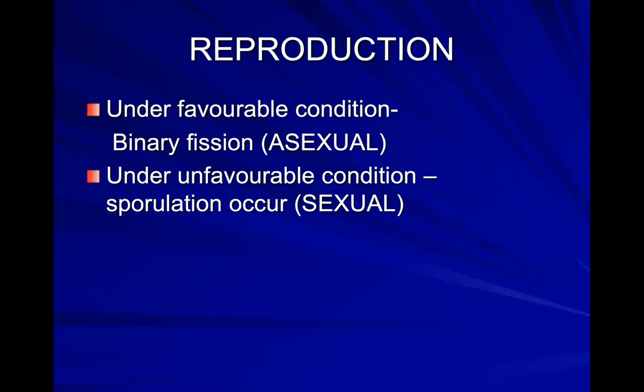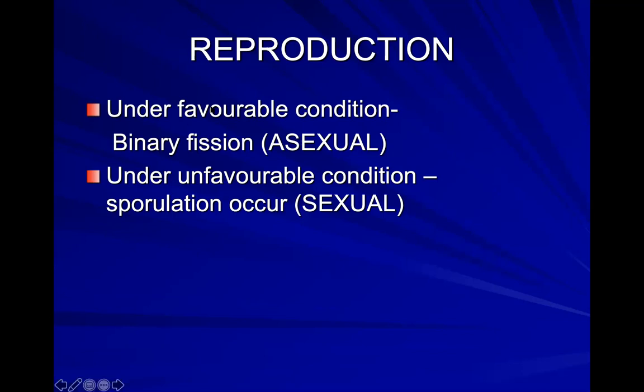The next one is reproduction. There are two conditions that need to be faced by amoeba. The first one is the favorable condition. Under favorable condition, they will do asexual reproduction, which is binary fission. But when they are under unfavorable condition, they will do sporulation, and this is sexual reproduction.